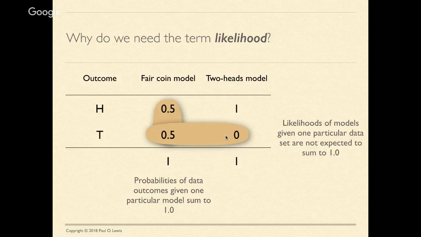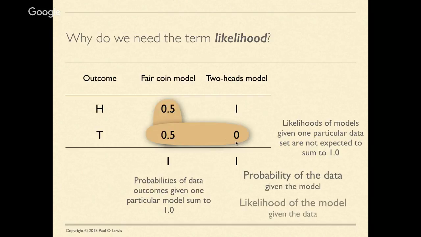We say that the likelihood of the fair coin model is 0.5 given the data, and the likelihood of the two heads model given the data is 0 in this case. Note that the likelihood of a model given the data is exactly the same numerical value as the probability of the data given the model. The difference in the use of these terms lies in whether you are thinking in a horizontal or vertical way in this kind of table.